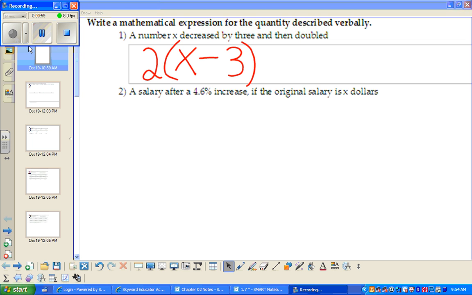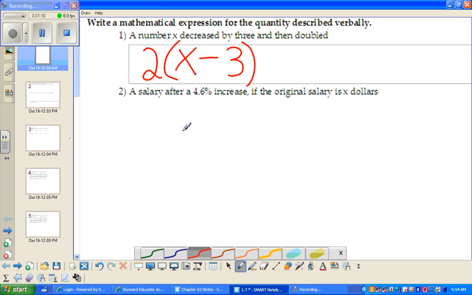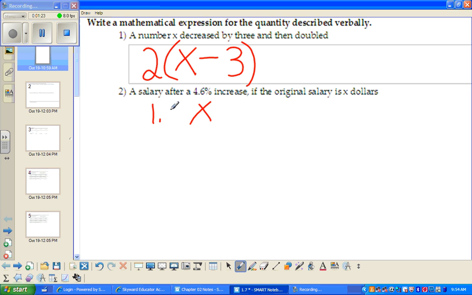Question number 2. A salary after a 4.6% increase if the original salary is X dollars. So 4.6% increase, I want the whole salary after the increase. So I'm going to take whatever my salary was, X, and multiply it by 1.046 because I need the 1 there because it's the salary I had, and I also need to include 4.6% more. That's how I would write it.